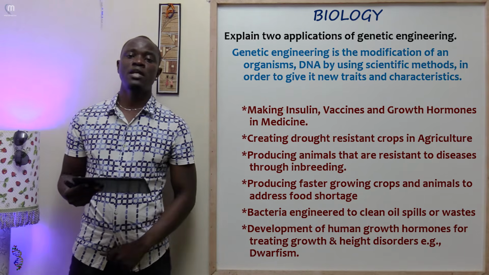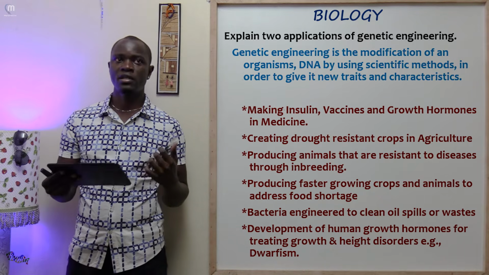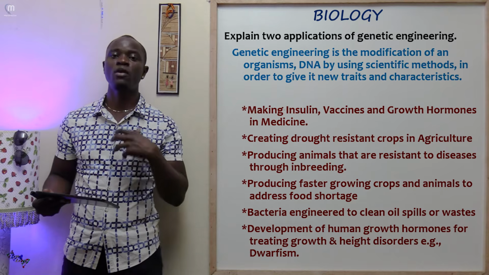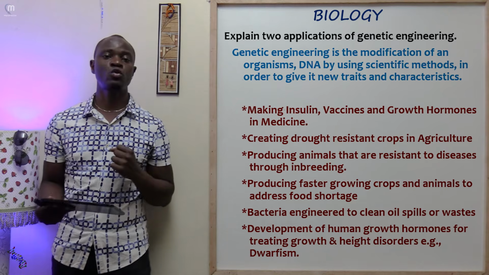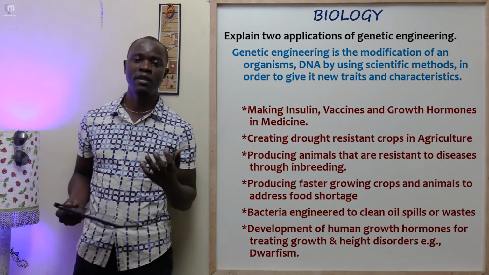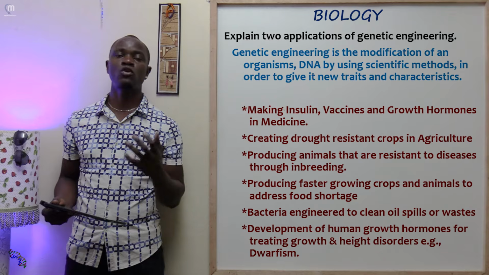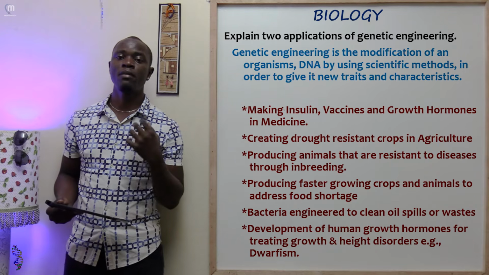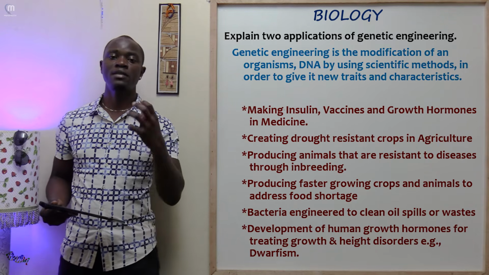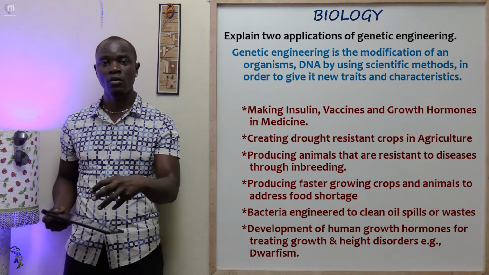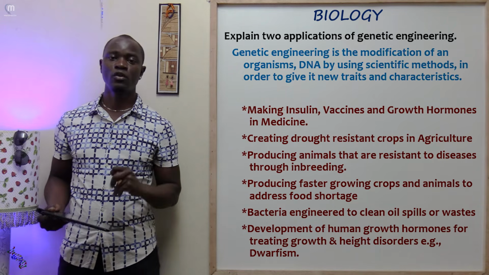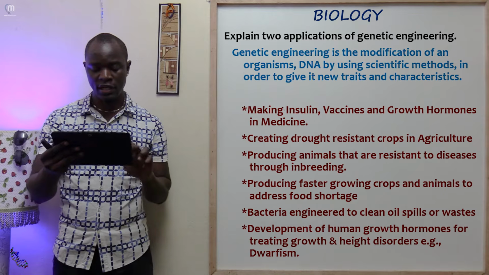Also, through genetic engineering, you can get crops that are resistant to drought. You can manufacture crops that are resistant to drought. For example, we have this breed of maize which was called Katumani. This Katumani is a maize breed that can grow in arid and semi-arid areas, and it will still produce very healthy maize. So that is through genetic engineering.